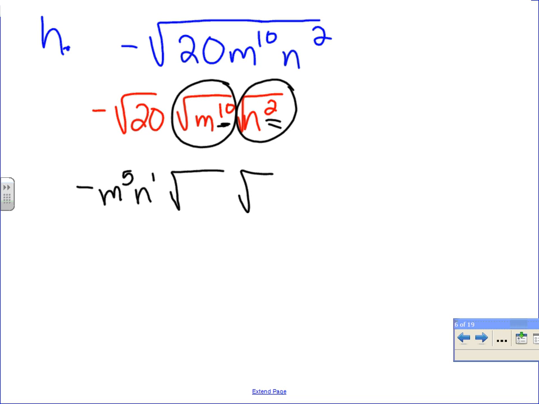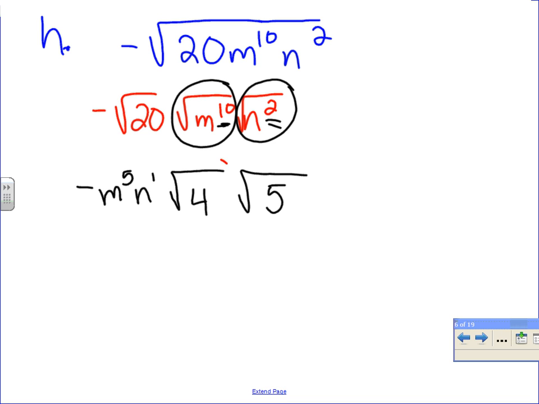Square root of 20 now we can change to be something times something. One of them is a perfect square. So hopefully you thought we need to change it to be 4 times 5. 4 is the largest perfect square that goes into 20.